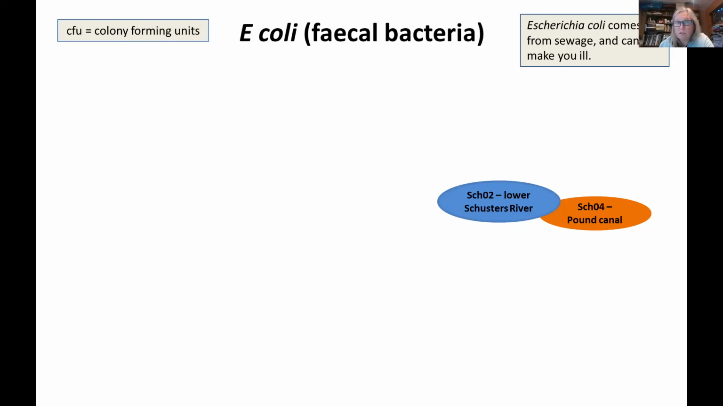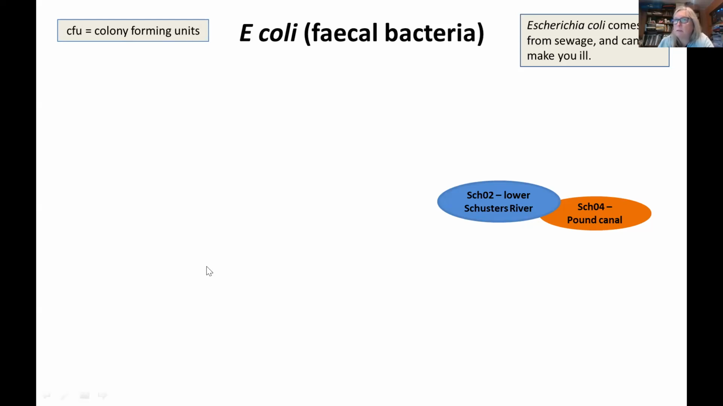It comes from sewage. It actually comes from the stomachs of any warm-blooded animals, and it can make you ill. It doesn't always. What a lot of people don't realize is that taking a few bacteria in is not necessarily going to make you ill, especially if you've got a good immune system. So if you're a very healthy person, you need to swallow quite a bit of it before you become ill.